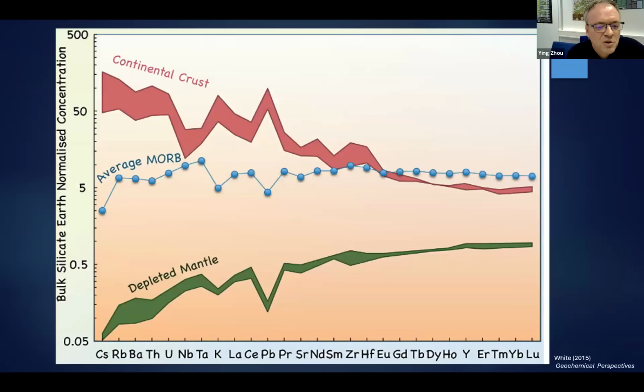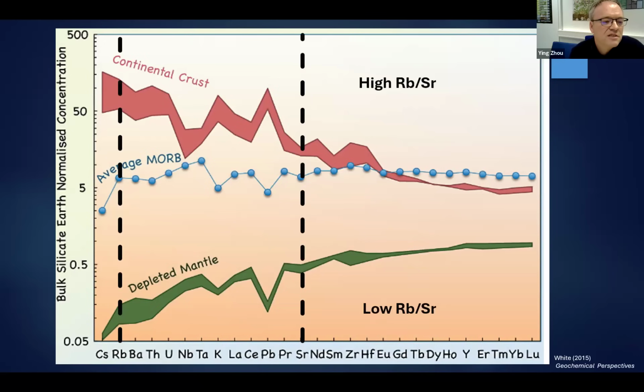So we can see that pictorially here in this great diagram from Bill White, and you can see without too much imagination that continental crust is enriched in these large ion lithophiles. So there we are, rubidium. There's a lot more rubidium in the continental crust than in the bulk silicate earth or in the average mid-ocean ridge basalt. And it leaves behind what we call the depleted mantle, which is depleted in rubidium.